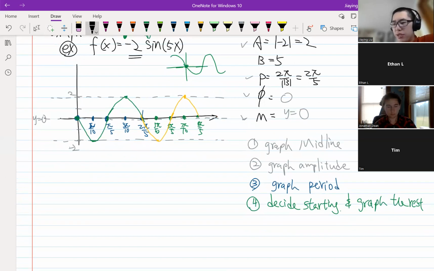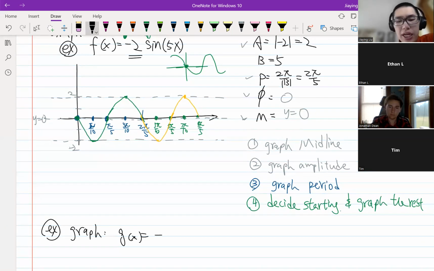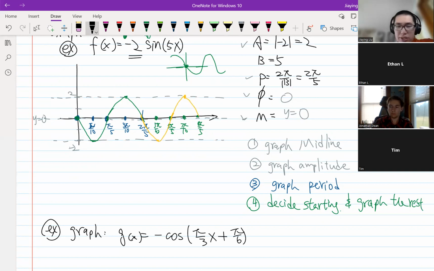If you don't have any questions, I'm going to go through another example with graphing, which is a little bit different. So let's see, we're going to graph here g of x is equal to negative cosine of pi over 3 x plus pi over 6. So it's not factored yet, it's just the way that it's given.